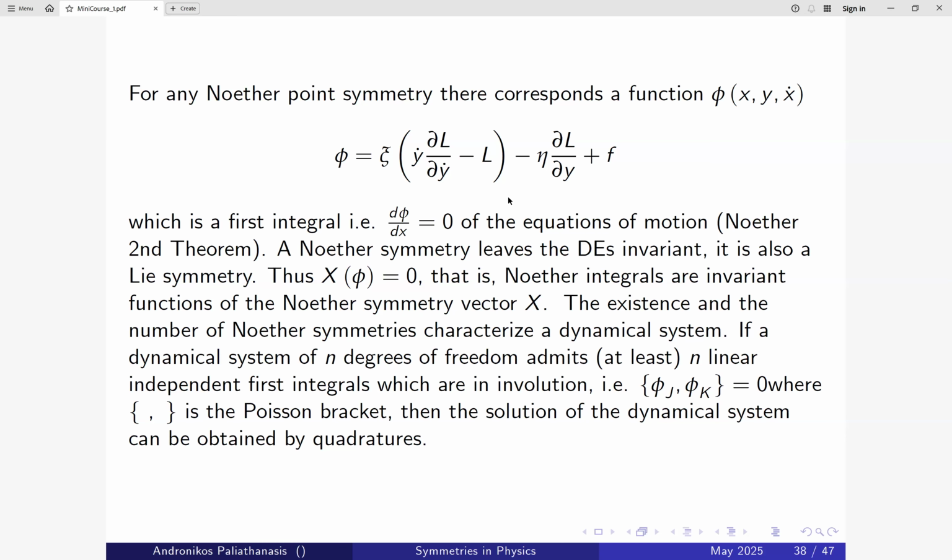If a dynamical system of n degrees of freedom admits at least n linearly independent first integrals which are in involution, where this is the Poisson bracket, then the solution of the dynamical system can be obtained by quadratures. It means that if we have n linearly independent first integrals, we can express the original system of second order differential equations as an equivalent system of first order differential equations and solve it by using quadratures.